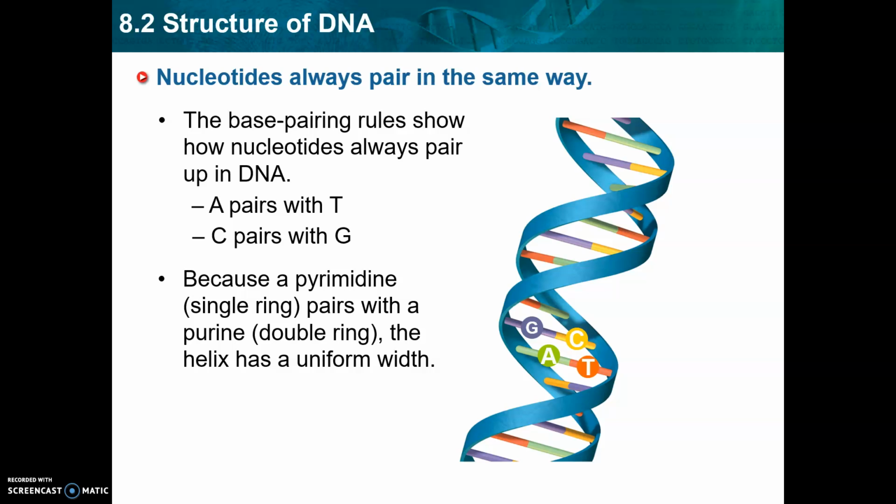ring paired up with a double ring, and that's just to make sure that the double helix stays a uniform width. If you had two double rings paired up with each other, it'd get really wide in that one area. Two single rings, it would be too narrow. So it always has to be a single ring with a double ring.